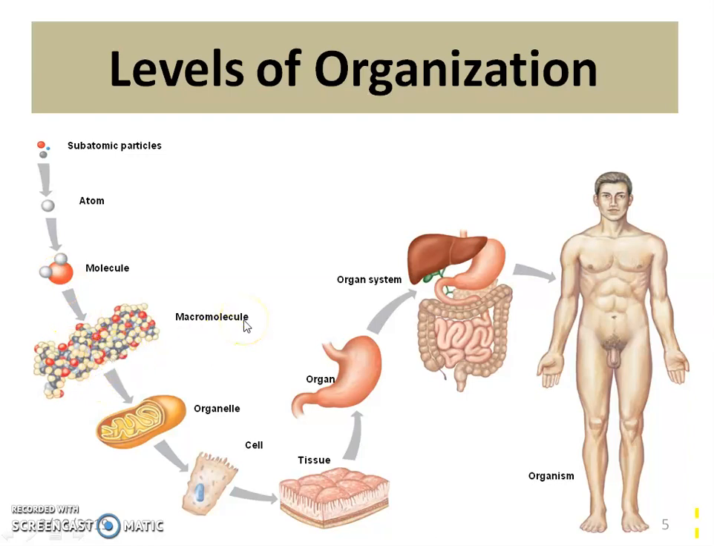Many macromolecules combine together and form organelles. We are very well aware of the organelles found in cells, like the mitochondria, Golgi apparatus, ribosomes, nucleus, etc. Those combine together and form cells. We know the cell is the structural and functional unit of the body. These cells combine together and form tissue, and the tissues combine together and form organs.